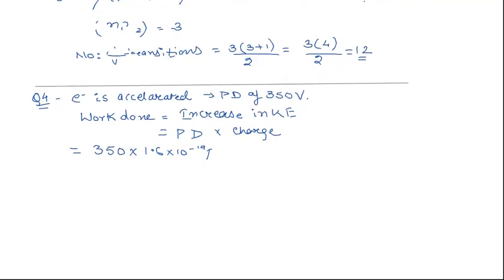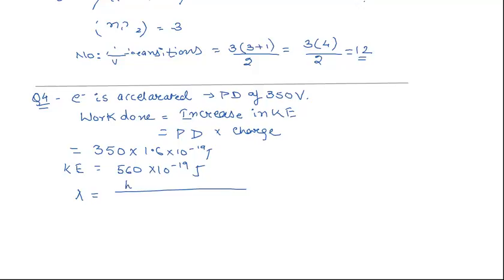If we have got the kinetic energy, the kinetic energy here will be equal to 350 multiplied by 1.6, and it would be 560 into 10 to the power minus 19 joule. Got my point? So it is 350 volts multiplied by 1.6, and it would be 560 into 10 to the power minus 19. Now how can we calculate the wavelength of the electron?